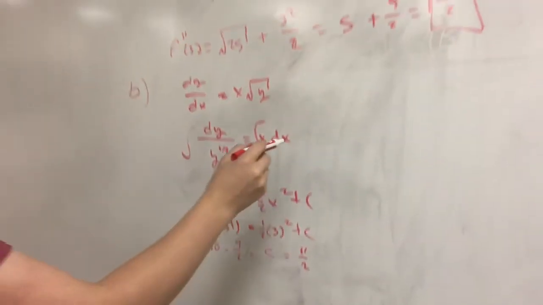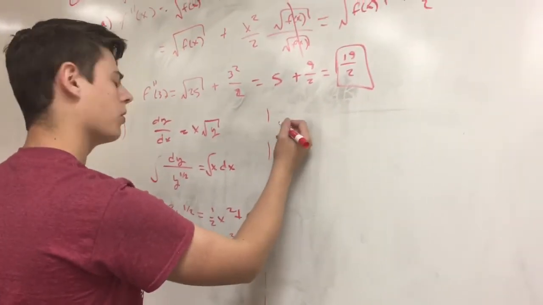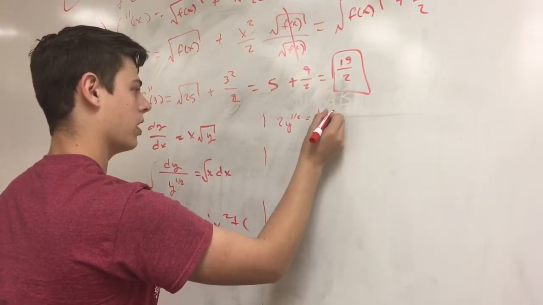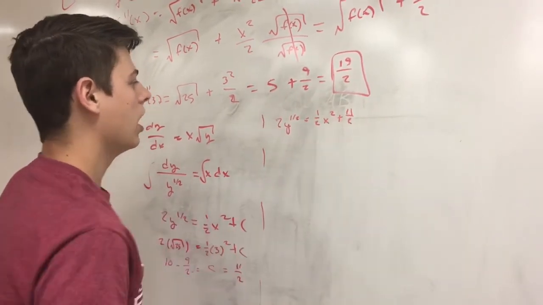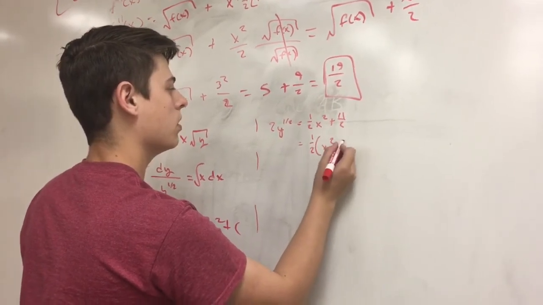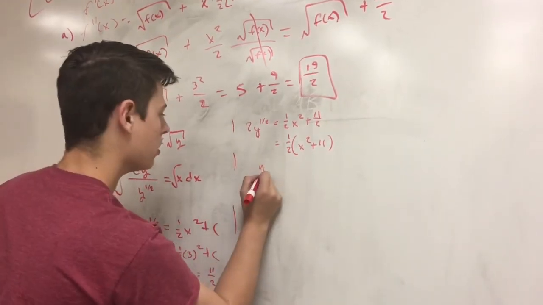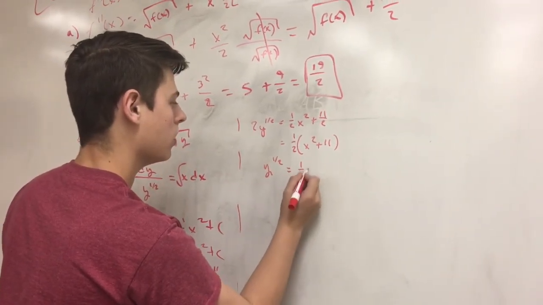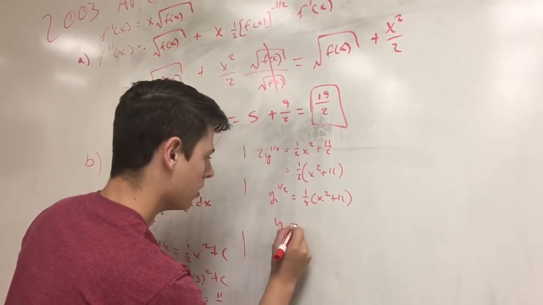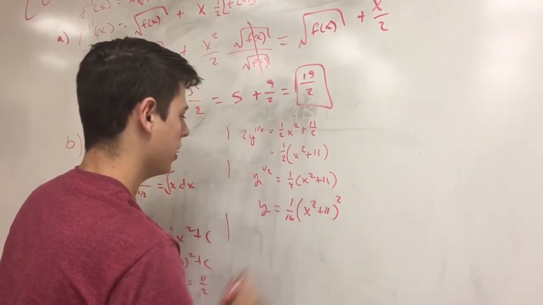So now what we're going to do is plug that in and solve this equation for y. So 2y to the 1/2 is equal to 1/2 x squared plus 11 over 2. We're going to factor out a 1/2 right there. And now we're going to divide both sides by 2. And then last, we're just going to square both sides. And that is the answer.